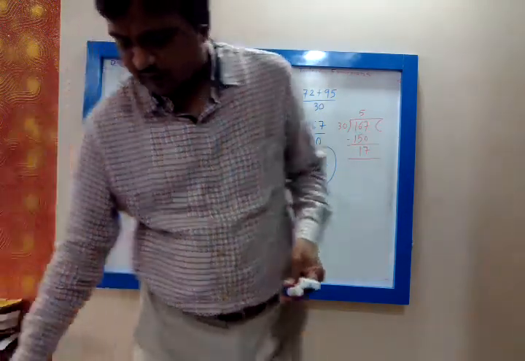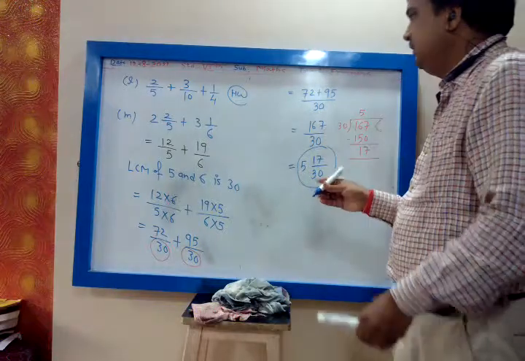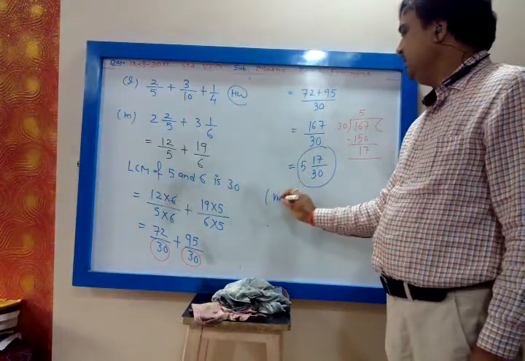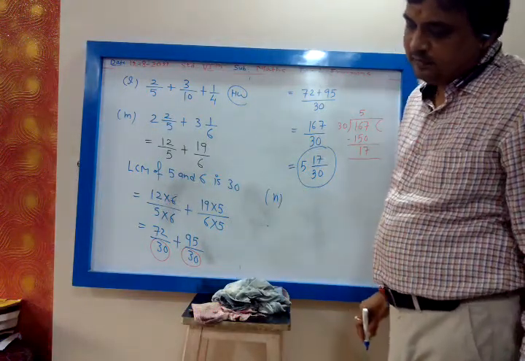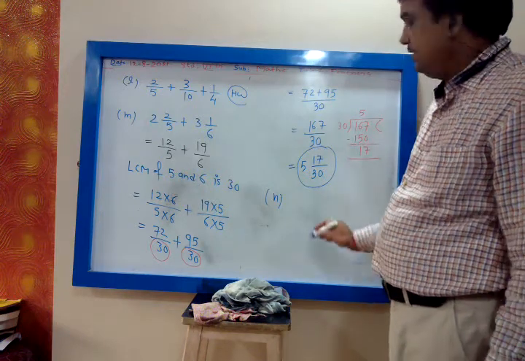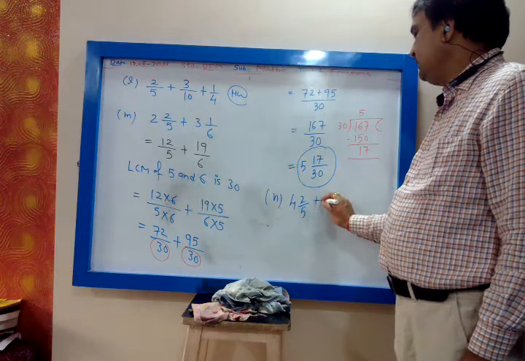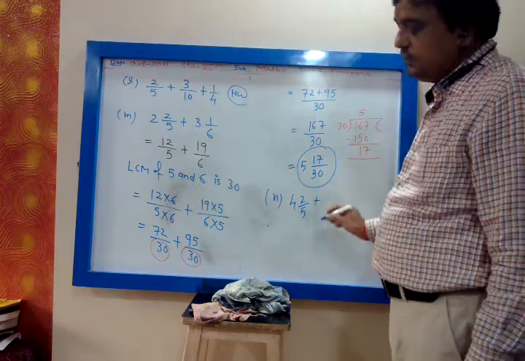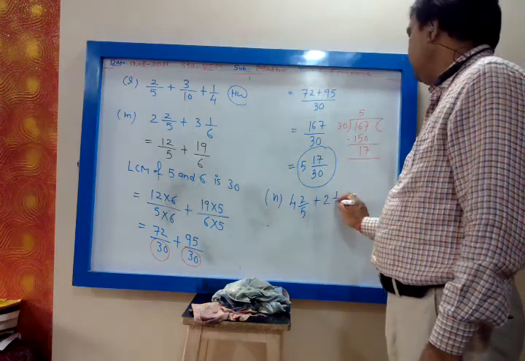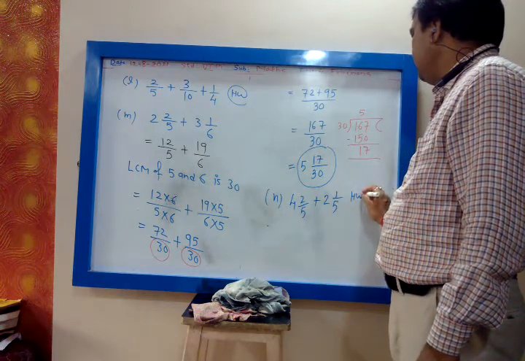Now it is clear. Then N: 4 2/5 plus 2 1/5. This will be homework. Mixed fraction, convert that into improper fraction.